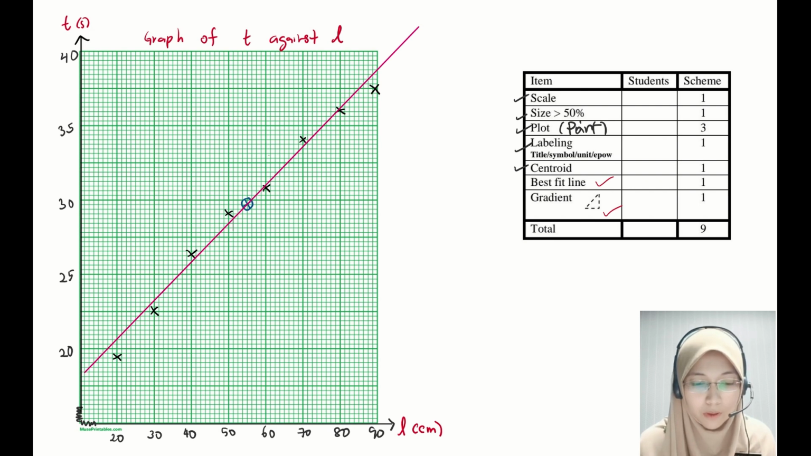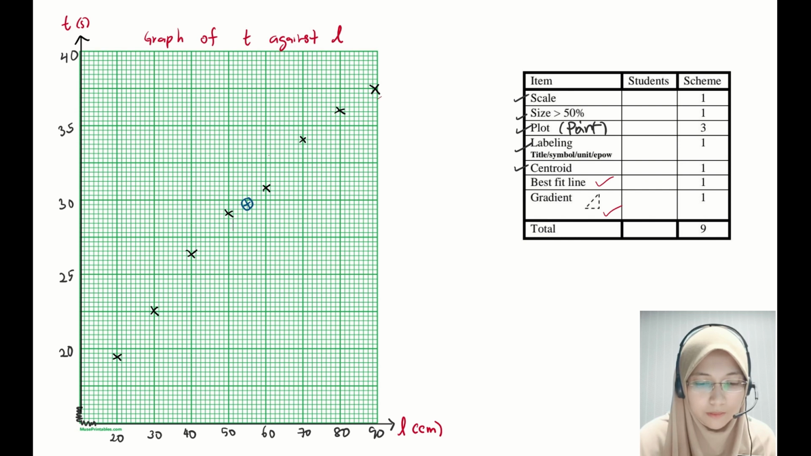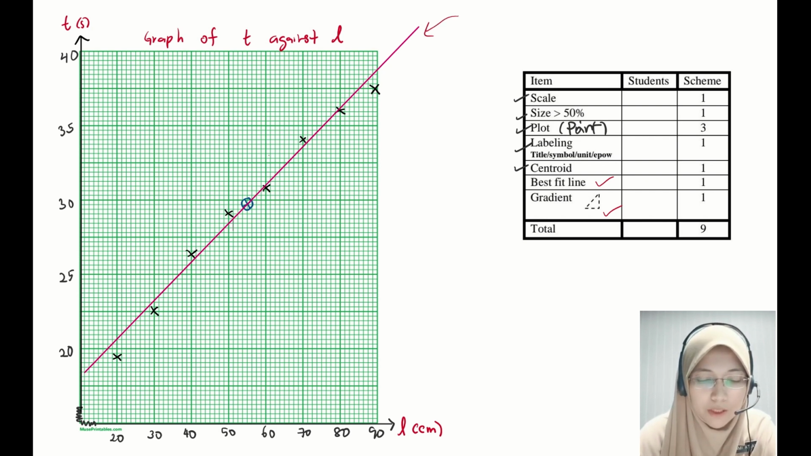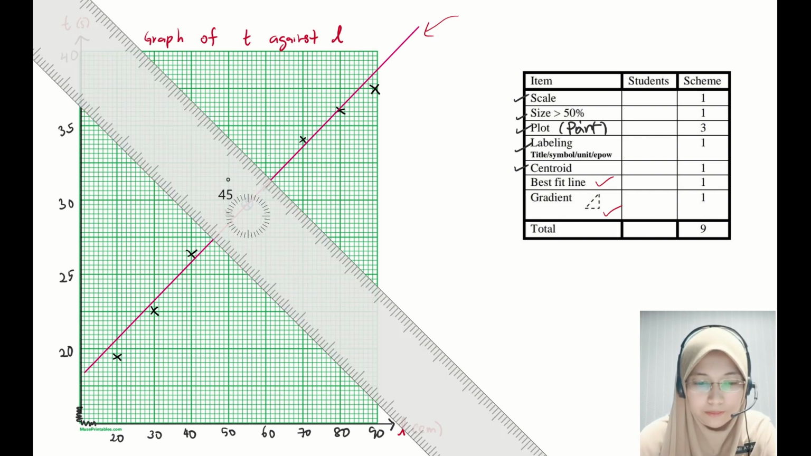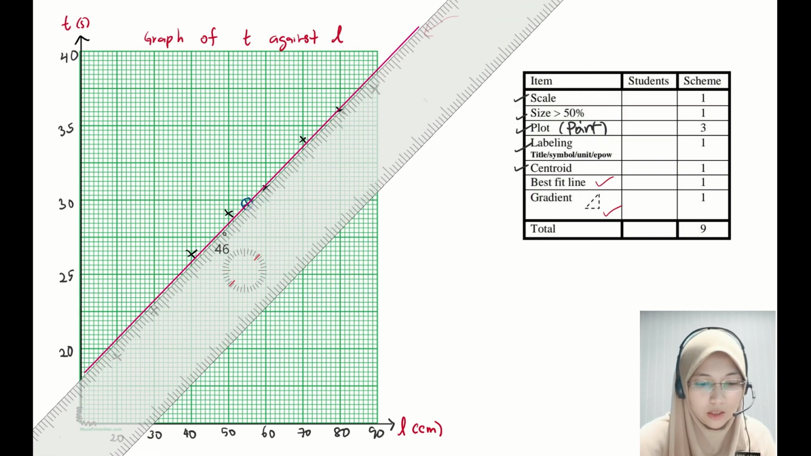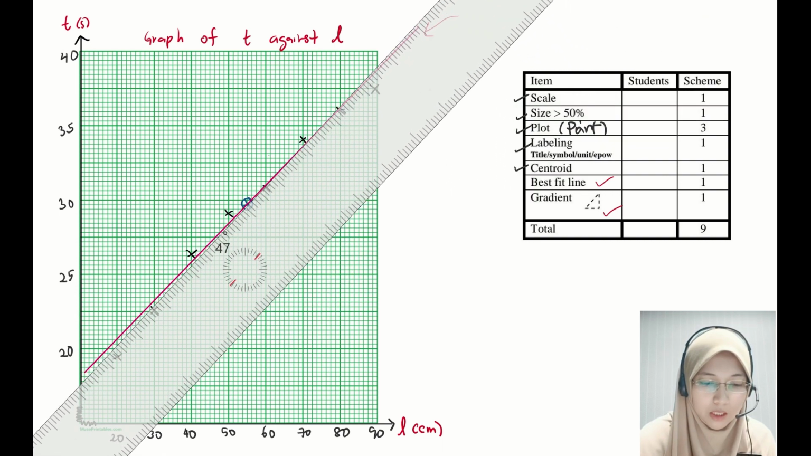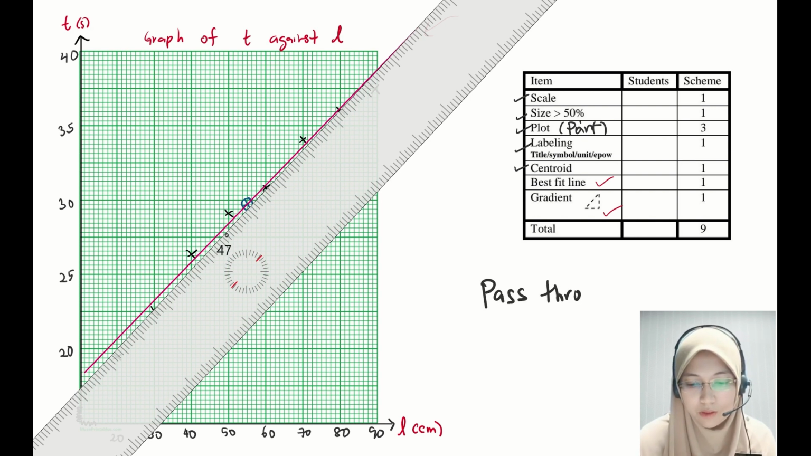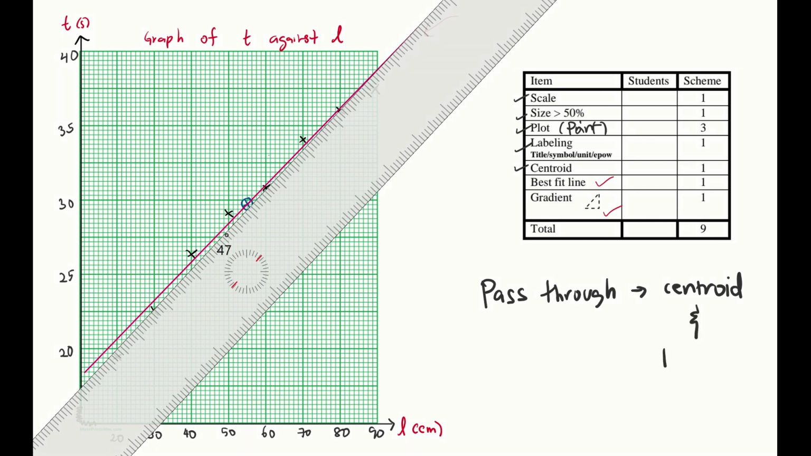We already have the points plotted, the black crosses here, and now we want a best fit. The red line here is the best fit. How do I determine this best fit? You have to take a ruler. Your line must, first, pass through, and this is compulsory, the centroid and at least 1 point other than the centroid.